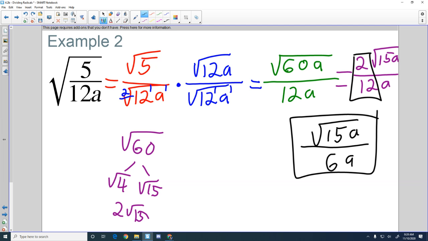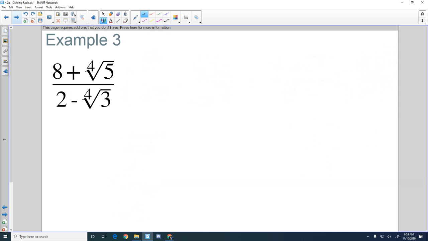Got one more for you to try out, okay? All right, this is it. The final division with radicals. And then we get to do our second lesson for the day.